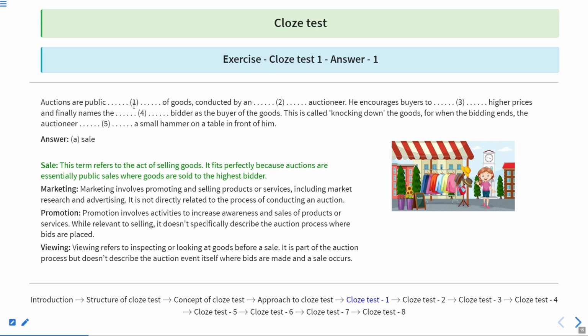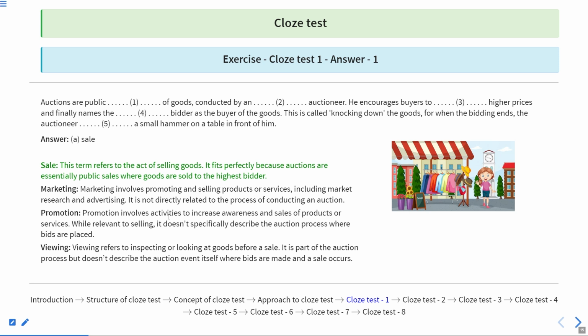So auctions are public sale of goods conducted by an something. Sale: this term refers to the act of selling goods. It fits in perfectly because auctions are essentially public sales where goods are sold to the highest bidder. Marketing is not the true answer because marketing involves promoting and selling products or services. These include market research and advertising. It is not directly related to the process of conducting an auction.